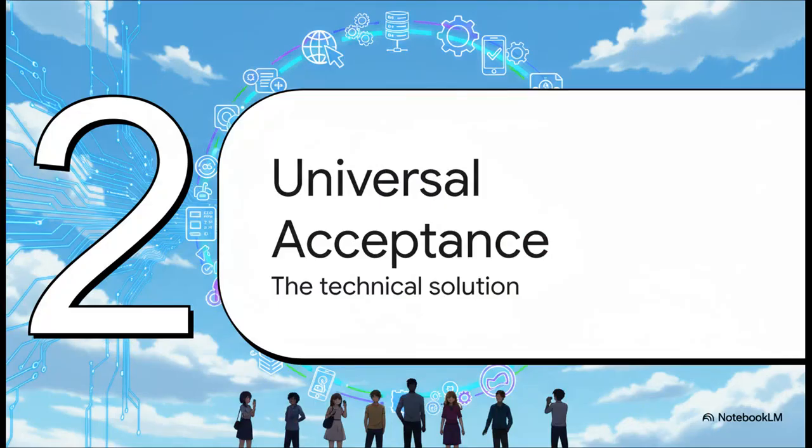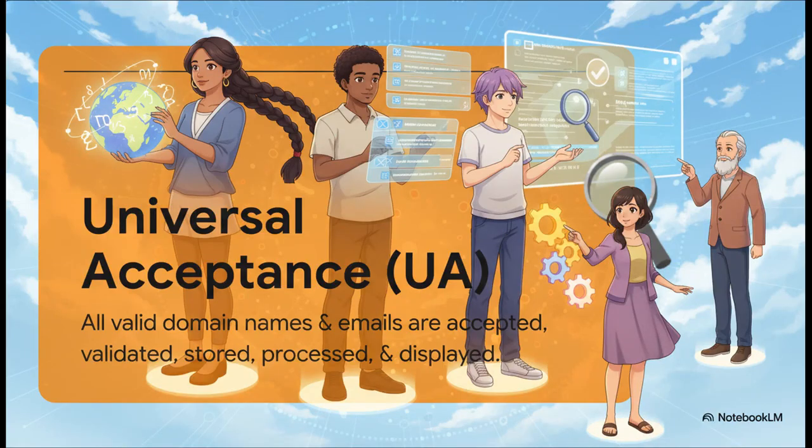Moving right along to Section 2, Universal Acceptance Explained. Let's get down to the technical root cause here and see how this builds into the solution we call universal acceptance. The crucial point here is understanding exactly what universal acceptance actually is. UA is essentially the state where all valid domain names and email addresses, regardless of the language, the script, or even the character length, are treated totally equally. It really comes down to 5 basic actions.